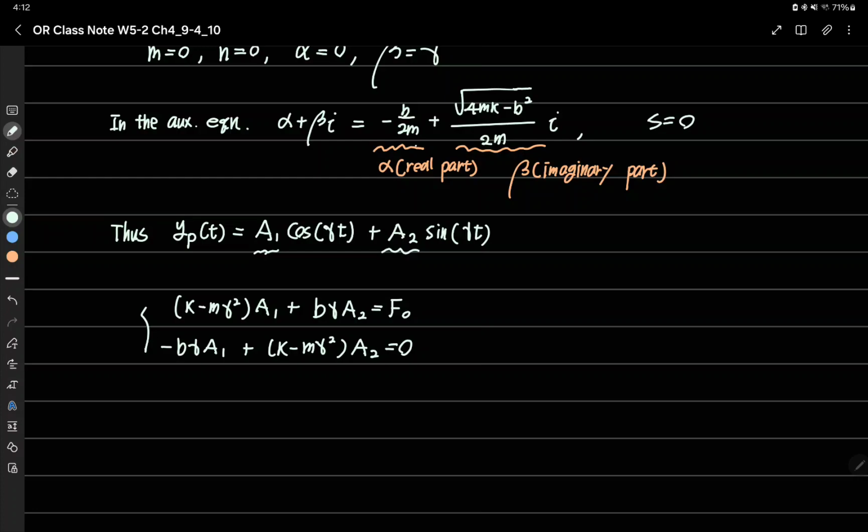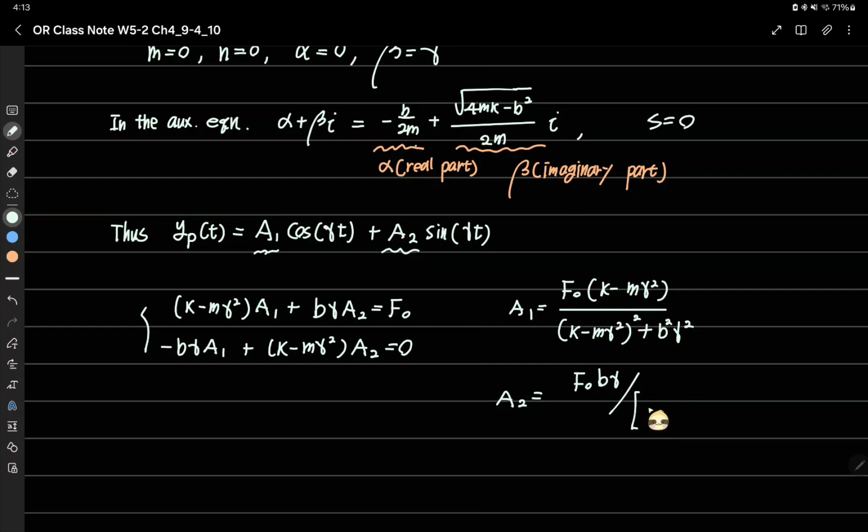So yeah, we solve the system for a1 and a2. Then it turns out that a1 is equal to F0 times (k minus m gamma squared) over (k minus m gamma squared) squared plus b squared gamma squared, and a2 is going to be F0 times b gamma over (k minus m gamma squared) squared plus b squared gamma squared.